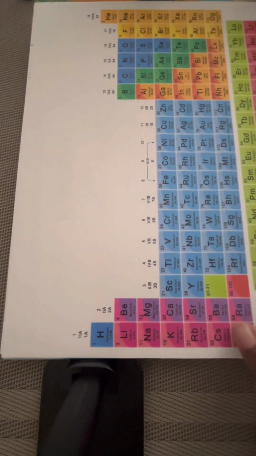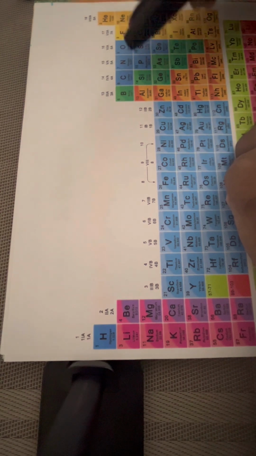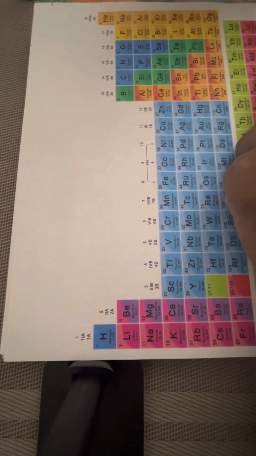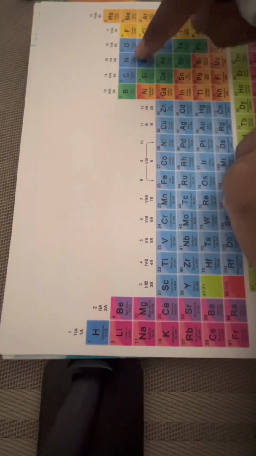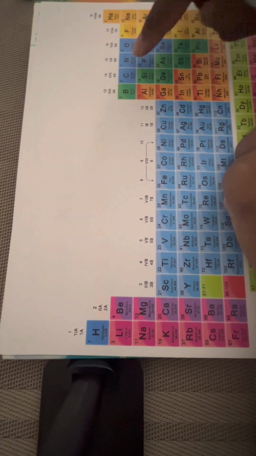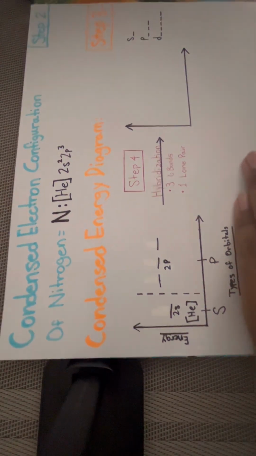So condensed means that we look at our atom, which is nitrogen, our central atom, and we go look to see what the previous noble gas is. In this case, it would be helium. So remember, it's the previous noble gas. It won't be neon because neon is in the same row. It will be the noble gas in the previous row. In this case, it will be helium. Helium has 2 electrons.